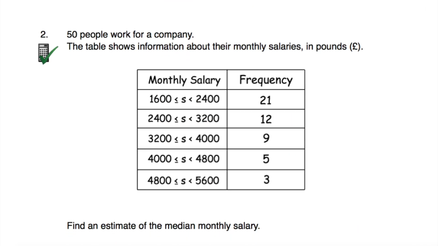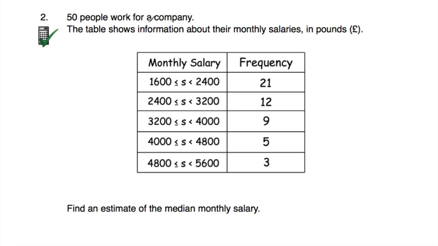Question number 2 says 50 people work for a company. So we've got 50 employees for this company, and the table shows information about their monthly salaries in pounds. We've got their monthly salaries here, and the frequency. So 21 members of staff have a salary that's bigger than or equal to £1,600, but less than £2,400 a month, and so on. The question says find an estimate for the median monthly salary.